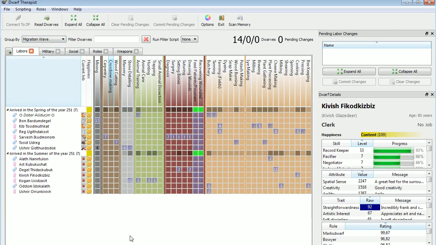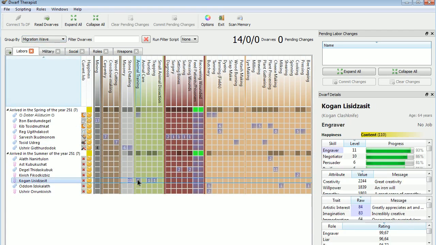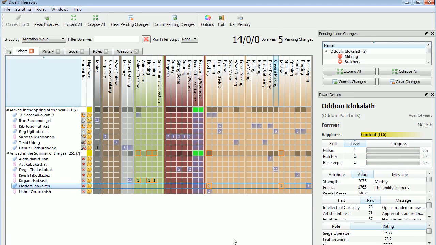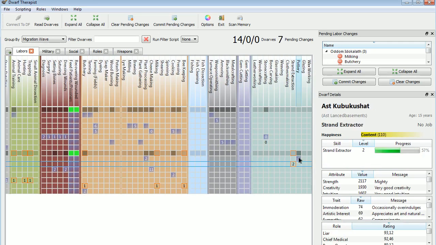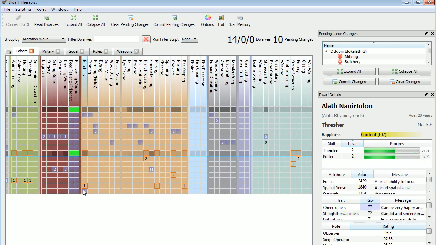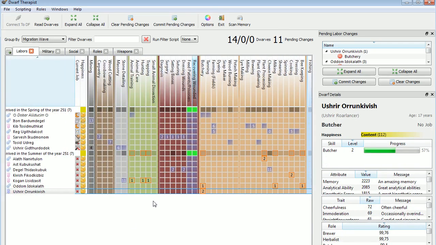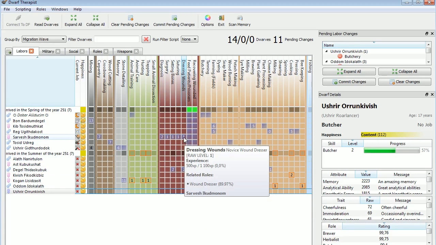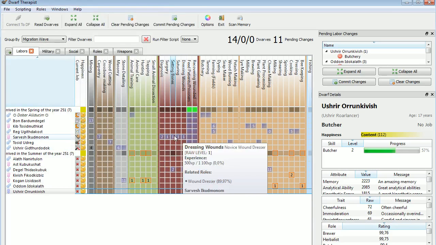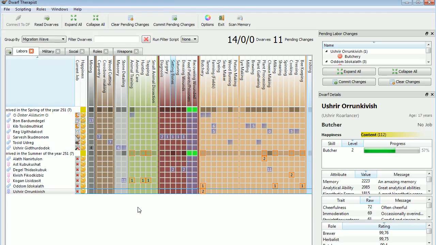This is what I always do when I receive a new migration wave. I first disable all the labors that they are not highly skilled in. The skill of 2 is kind of a borderline. But actually, let's go as far as disabling everything. Well, I know this fellow can keep the setting bones and dressing wounds because she is more skilled than the dwarf I have now.